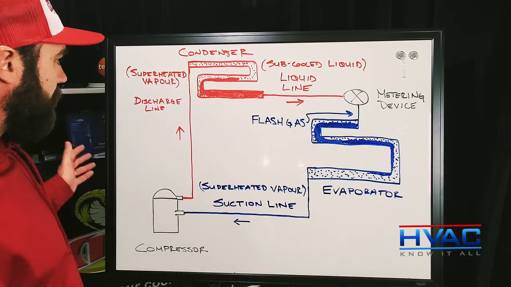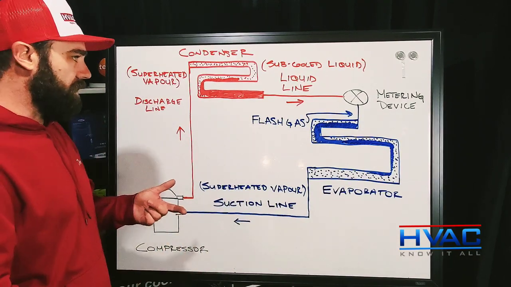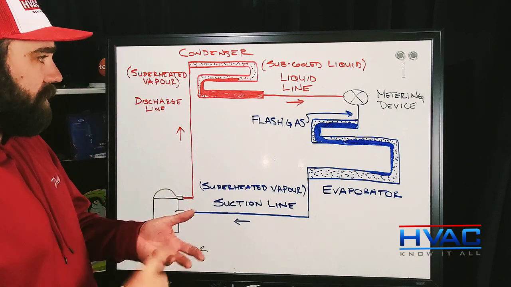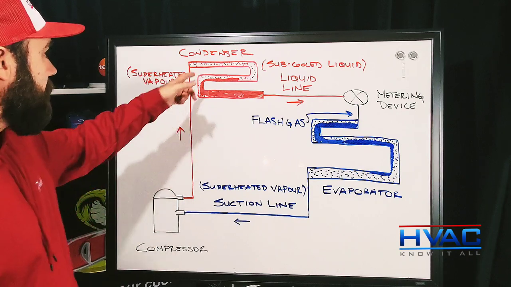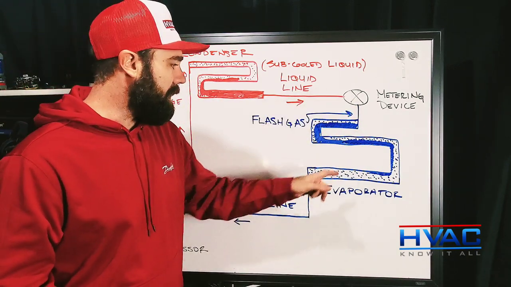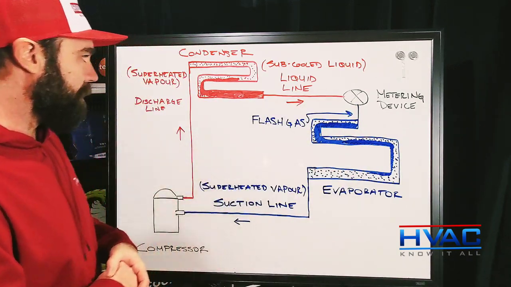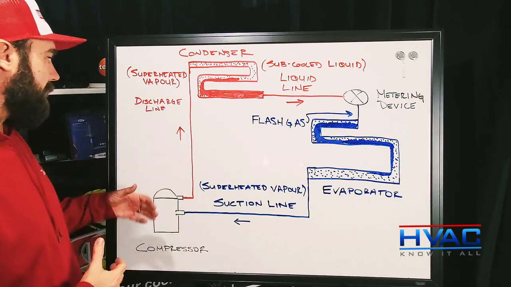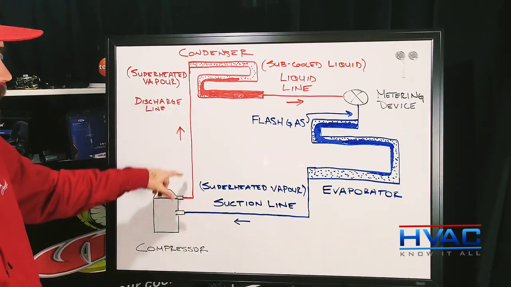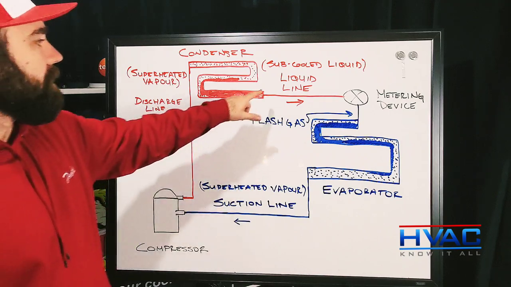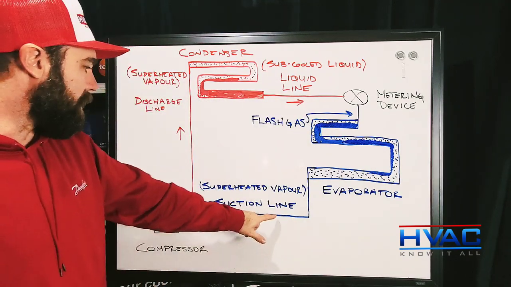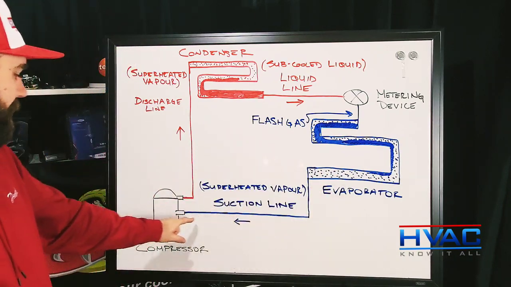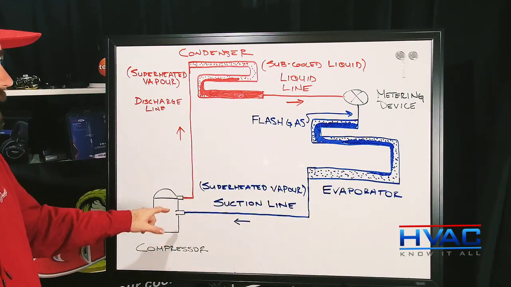This is the full cycle. We've covered saturation, superheat, and subcooling. The four major components we've covered, and here they are: the compressor, the condenser, the metering device, and the evaporator. Additional information here before we begin. This is the discharge line right here that leaves the compressor. This is the liquid line that leaves the condenser. And this is the suction line that leaves the evaporator and heads back to the compressor to make one complete cycle.